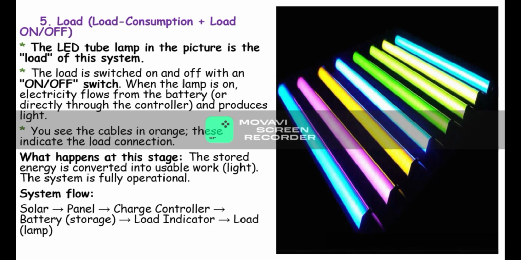System flow. Down below, this capture states that of course the first step is the solar and the sun, then the panel, charge controller, then battery, then load indicator, and then load, which we can also call a lamp in this built-in system.